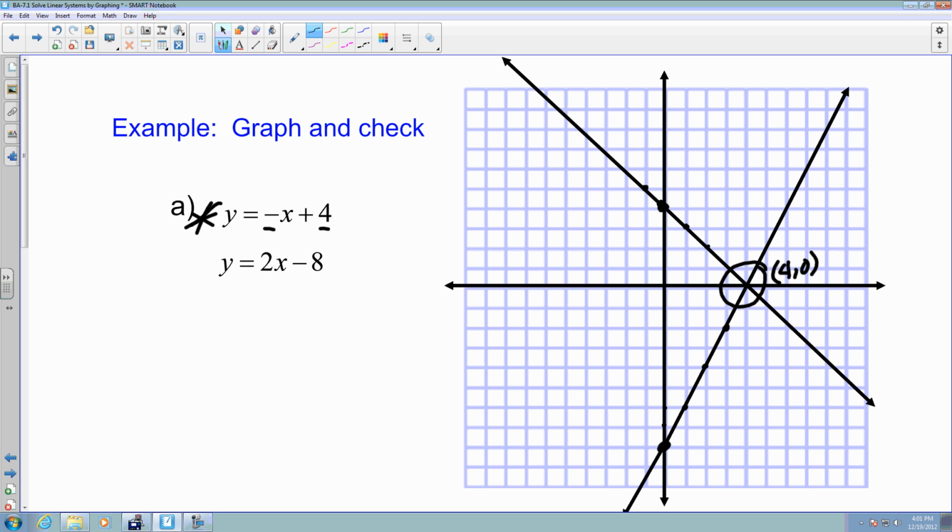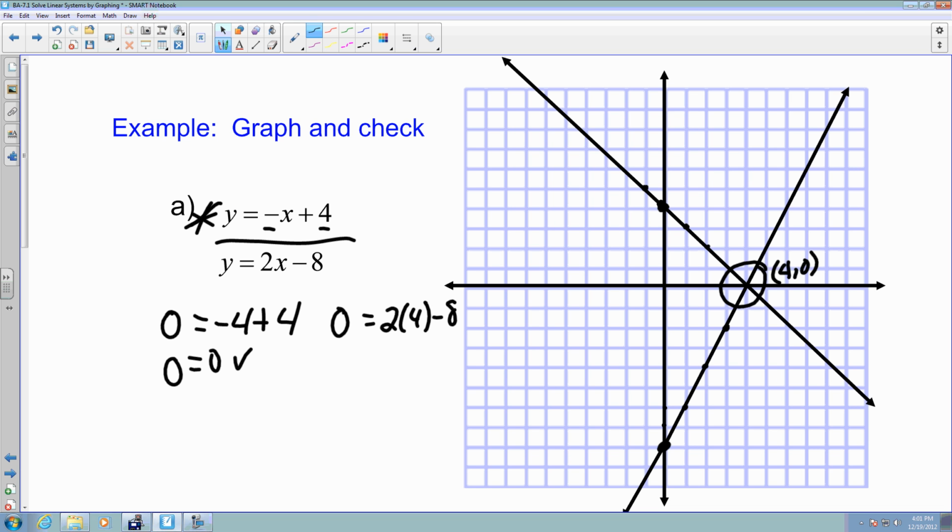So let's give it a try. I'm going to use this equation first. My y is 0, so 0 equals, and my x is 4, so negative 4 plus 4. Negative 4 plus 4 happens to equal 0, so it checks out. The second equation, y equals 2x minus 8: 0 equals 2 times 4 minus 8. 2 times 4 is 8, minus 8, and 8 minus 8 is 0. So it checks out. It does hold true.